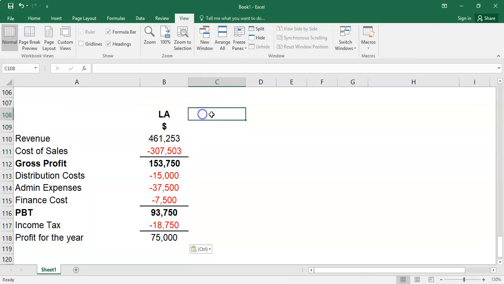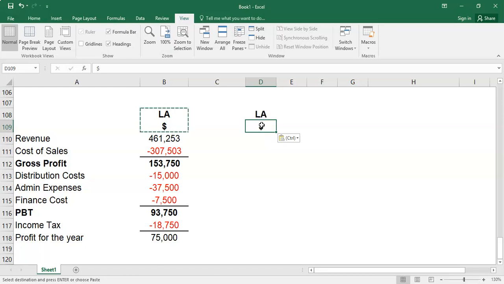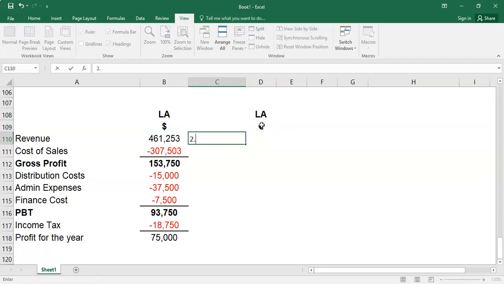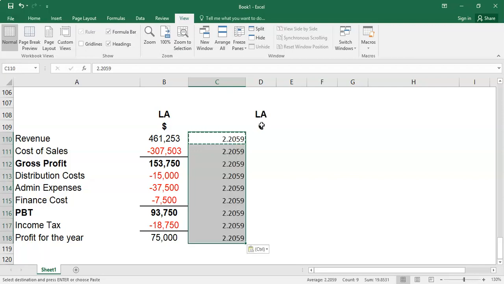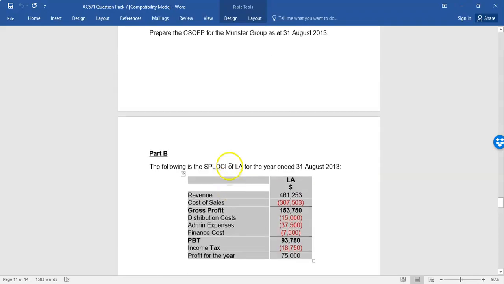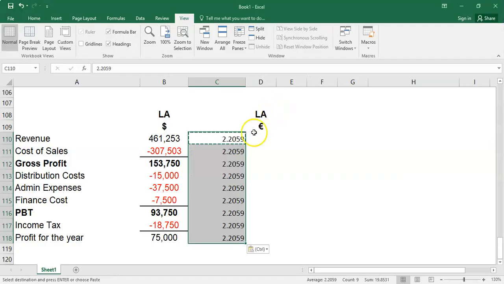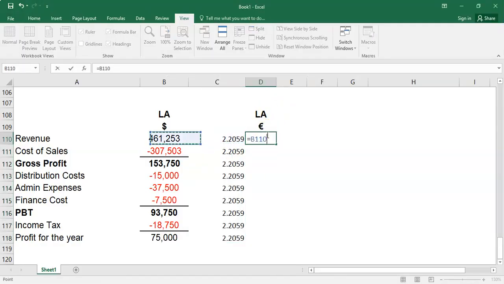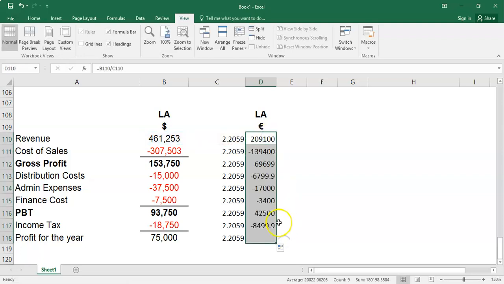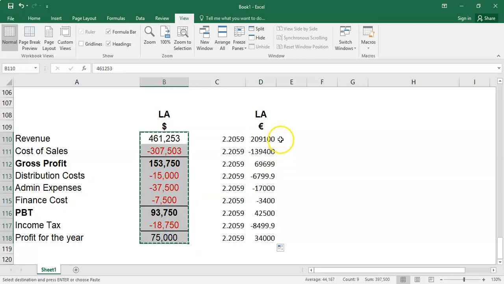If we come down here to show you what it'll look like. So that's your LA. Then you're going to have LA in euros. And we're going to convert that at 2.2059 because that's the average rate across the board. So for your income and expenses, you always use your average rate, which is 2.2059. So I'll just do those across, just for illustration purposes. And we'll tidy them up. So we'll just get this and we'll format them as well.